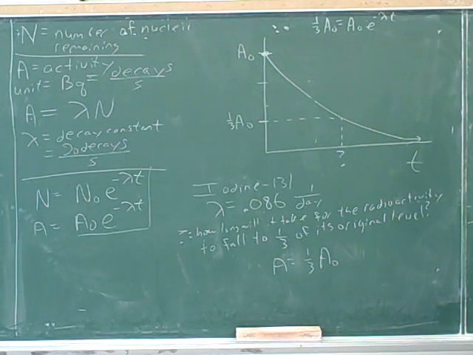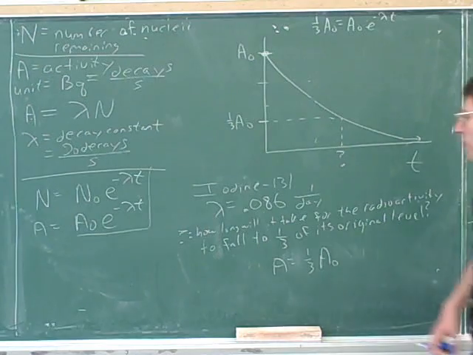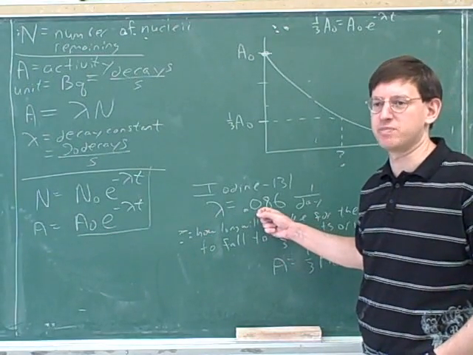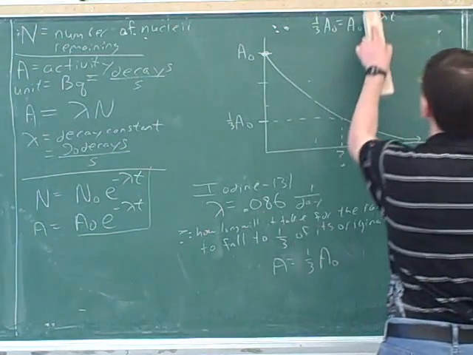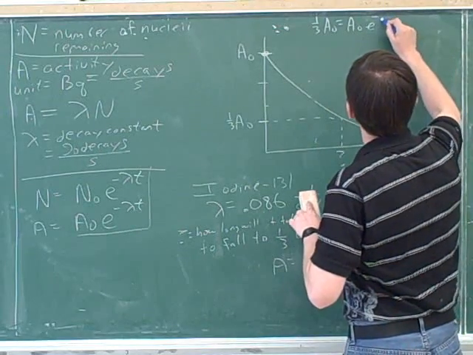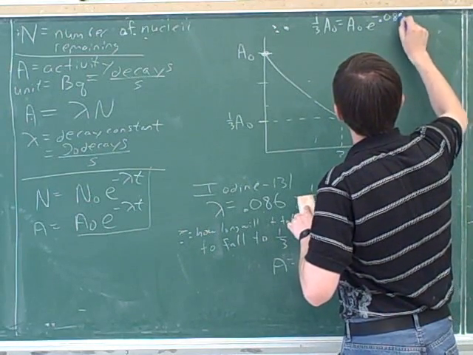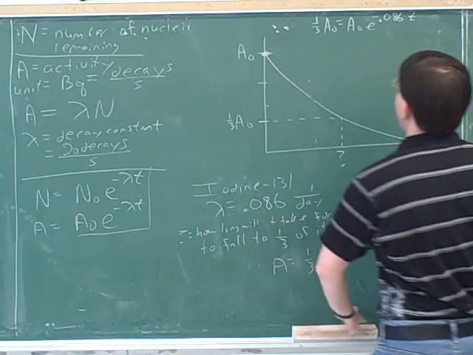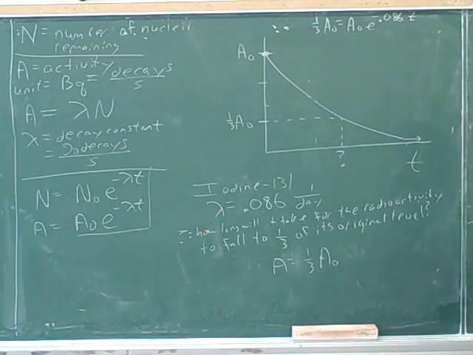And now, what's the first thing we can do to simplify this equation? One thing we can do is plug in for lambda. So I should have plugged in 0.086 for lambda. Don't forget the negative sign. Now, what else can we do here to simplify this equation? What's the first and simplest thing we can do?